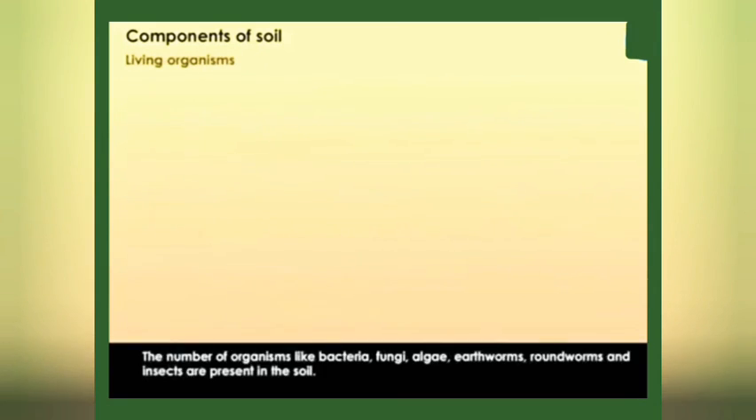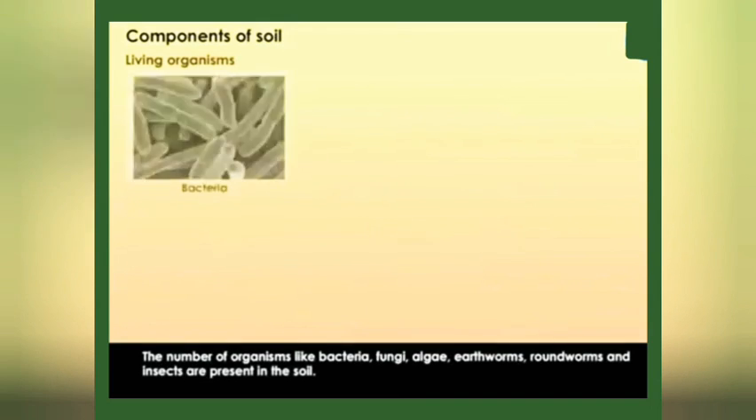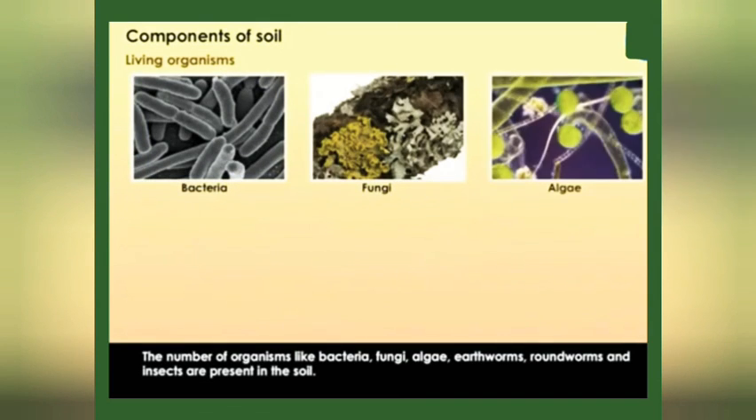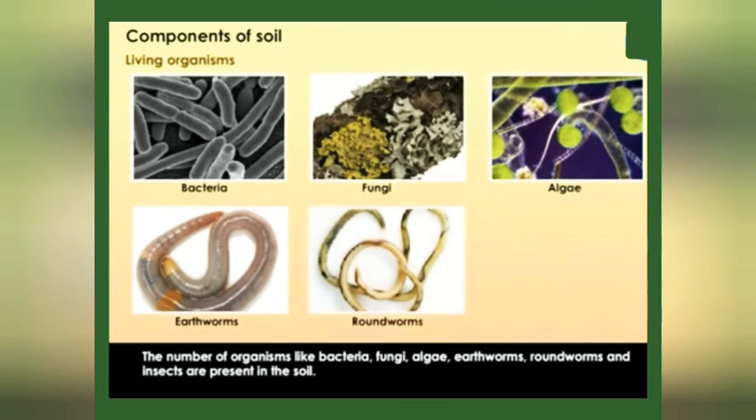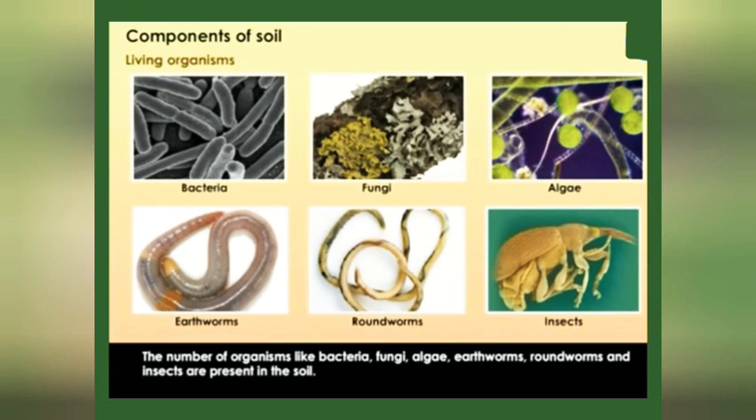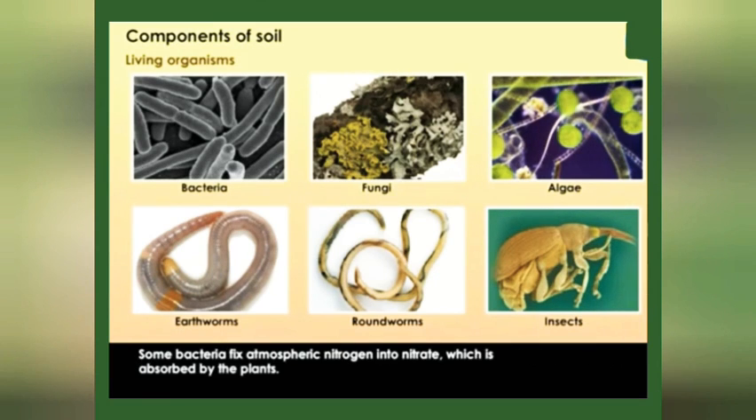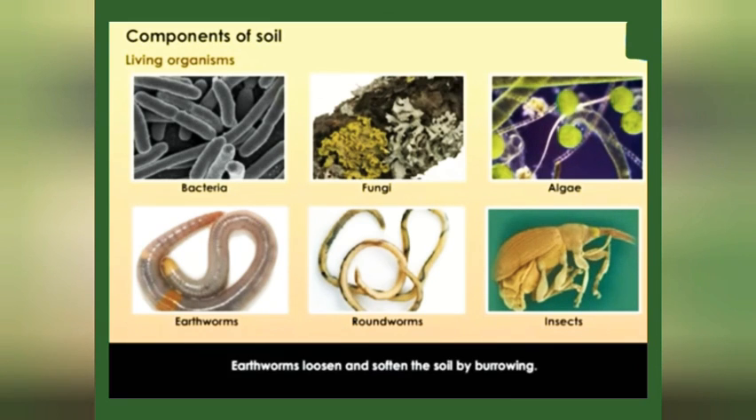Living organisms. A number of organisms like bacteria, fungi, algae, earthworms, roundworms and insects are present in the soil. Bacteria and fungi decompose the dead organisms and release the minerals back to the soil. Some bacteria fix atmospheric nitrogen into nitrate, which is absorbed by the plants. Earthworms loosen and soften the soil by burrowing.